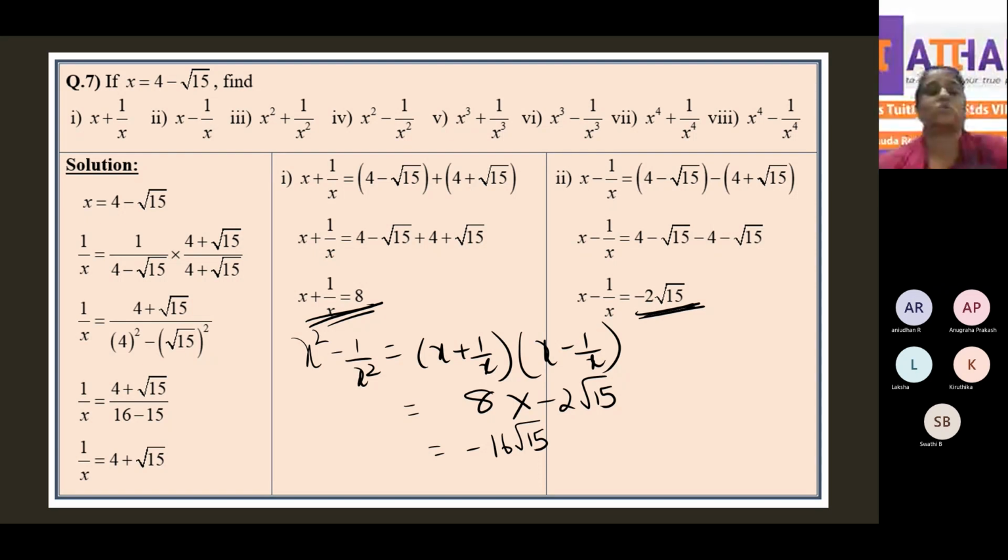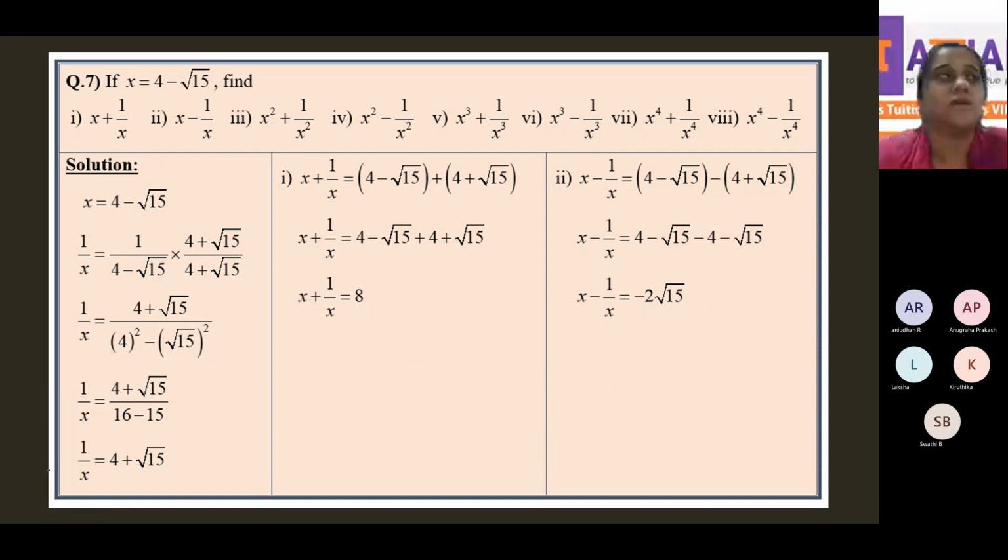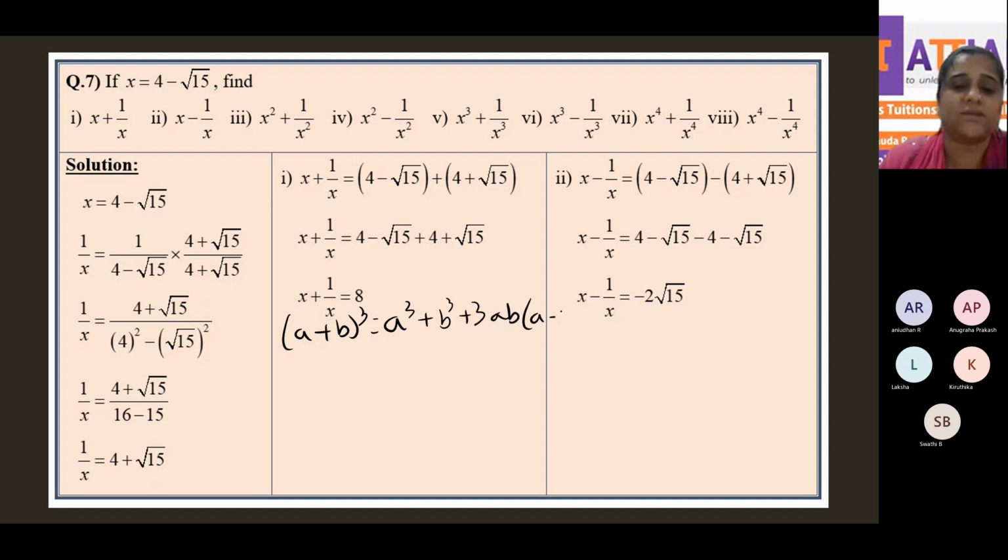Next, we have to find x cubed plus 1 by x cubed. Now, this identity you do not know. Do you know what is a plus b the whole cube? Okay, so we'll learn it now. What is a plus b the whole cube? A plus b the whole cubed is a cubed plus b cubed plus 3ab into a plus b.